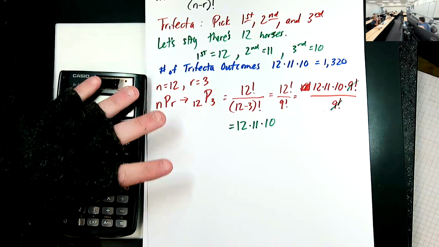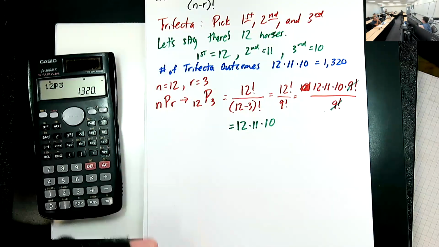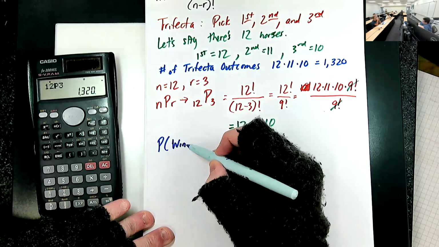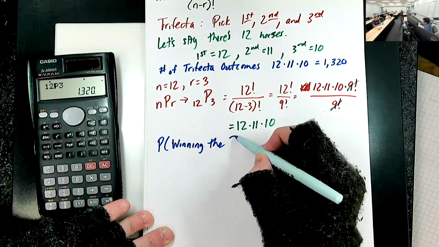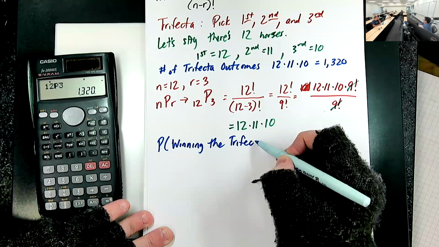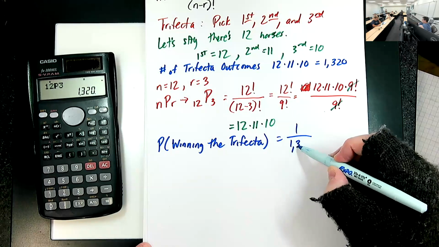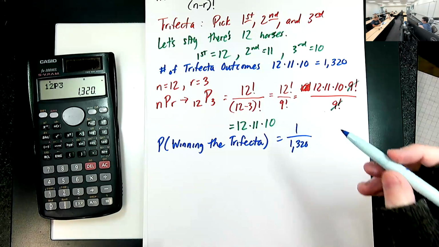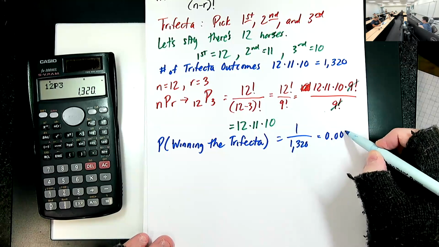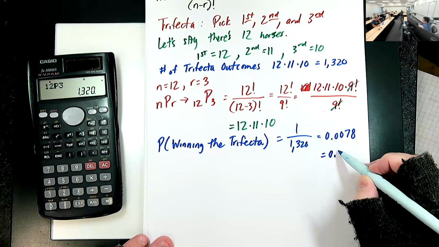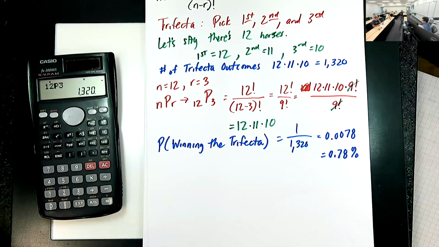So there's 1,320 ways for those horses to place first, second, and third. So what's the probability of winning the trifecta? I bought one ticket, and there was 1,320 different ways that it could have been done. This is 0.00758, which is 0.78%. I had less than a 1% chance of picking the trifecta.